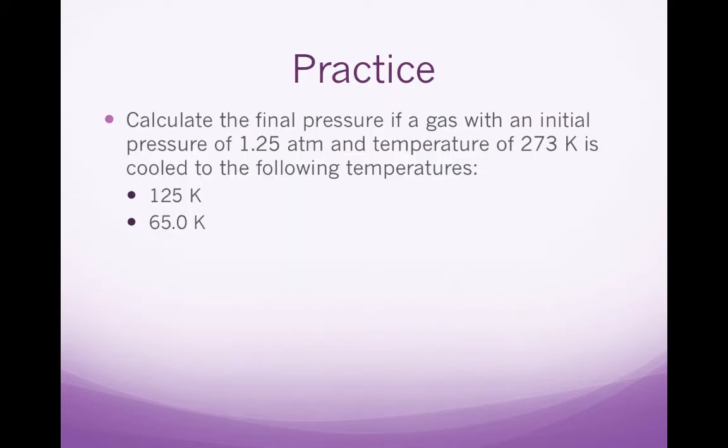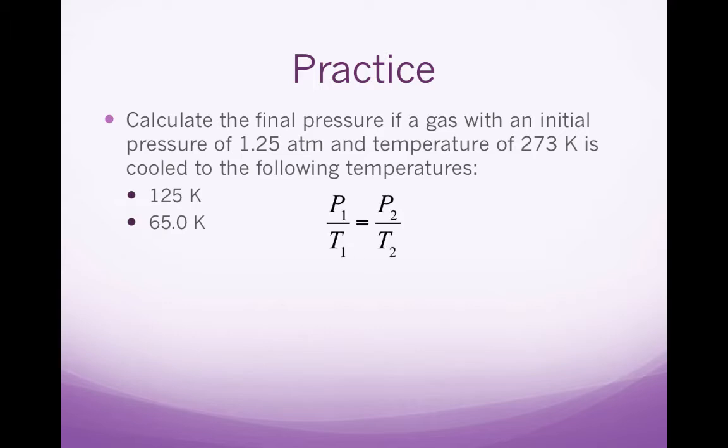Okay, so let's look at an example. We're going to calculate the final pressure if a gas with an initial pressure of 1.25 atmospheres and temperature of 273 Kelvin is cooled to the following temperatures. If I'm cooling, so I'm lowering the temperature, that means my pressure should be lower, right? Because temperature and pressure are directly proportional. So we'll look at the first one.